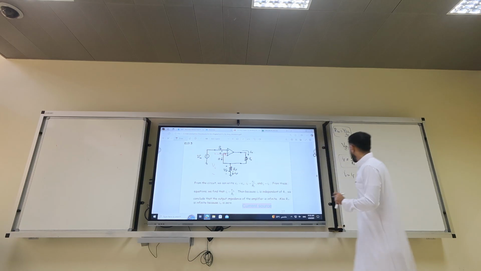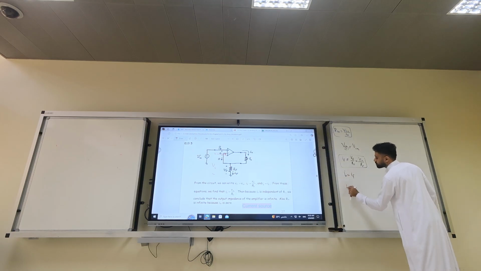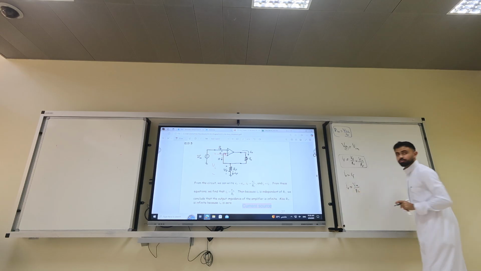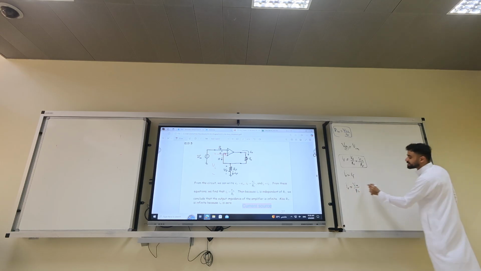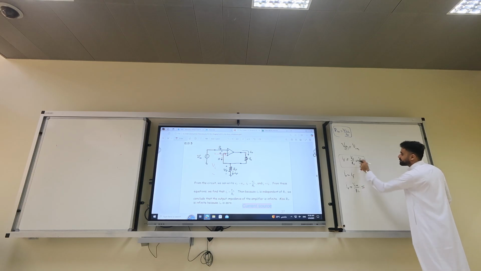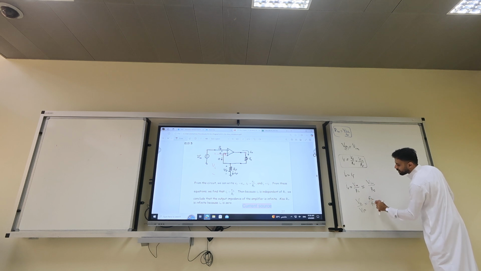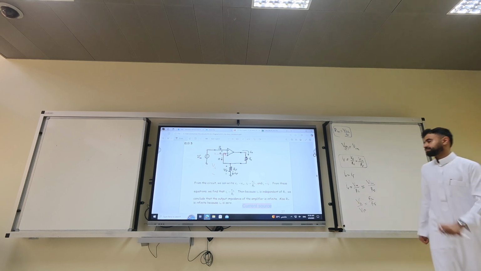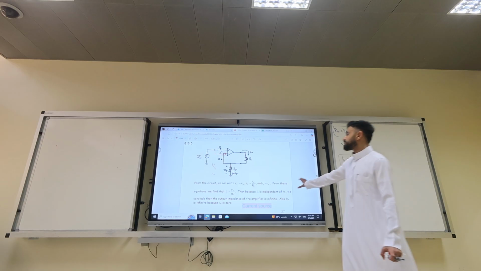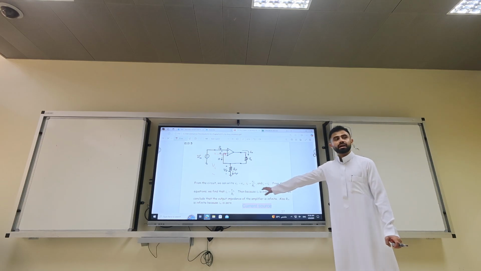So what's the equation of I output? V output over R load. Do you agree with me? But it's equal to IF, which is V input over RF. So our goal is to find V output over V input, which is clearly RL over RF. So that's the gain. Note that this is not written in the slide.